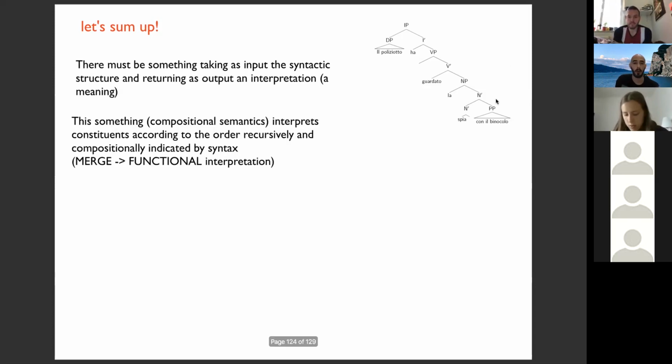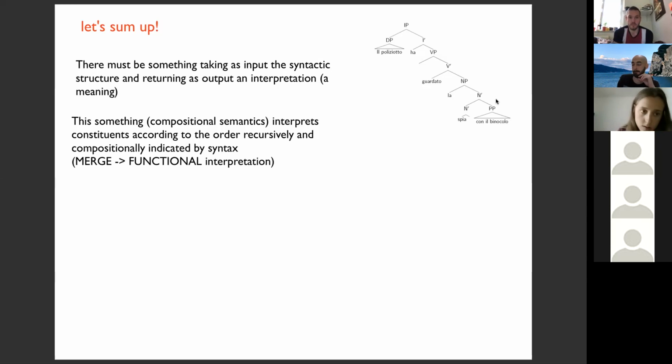So there is something, which could be thought of as compositional semantics, that interprets the constituents according to the order in which the structure of the sentence is built, and this interpretation is recursive. It is indicated by syntax. Some people say there is a very nice correspondence between a syntactic operation like merge and semantic operations called, for instance, functional application or predicate modification, all stuff that you might do in your intro to semantics class.